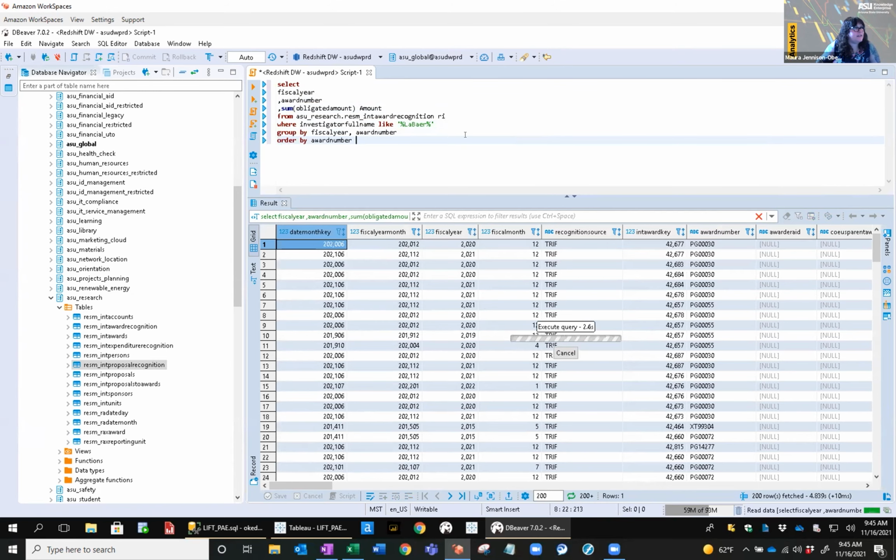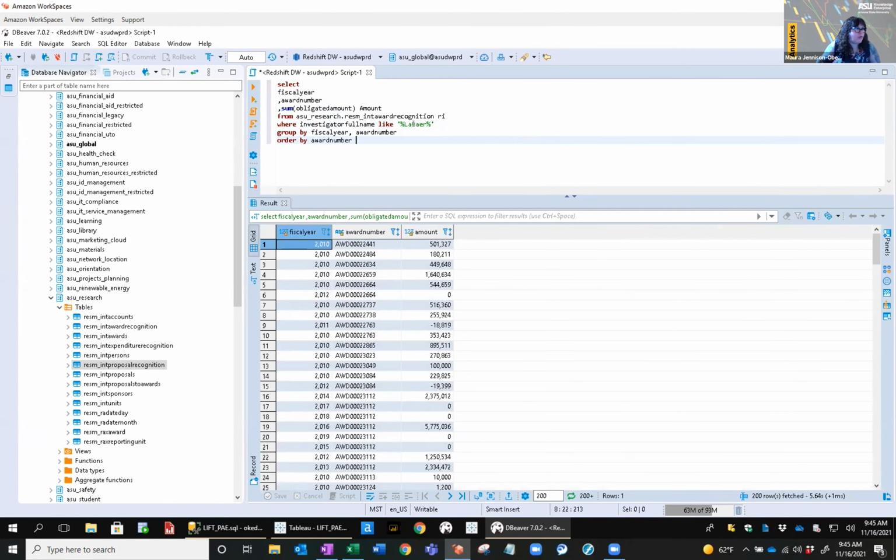Okay, so we're selecting fiscal year, award number, and the total obligated amount for Josh LeBaer, and we're ordering it by the award number. So yeah. One thing I didn't have her do is fiscal month. For row 2 and 3, it looks kind of the same, but if you pull out fiscal month, you'll notice that for some reason, oh, sorry, no, those are not the same. 5 and 6, I guess.